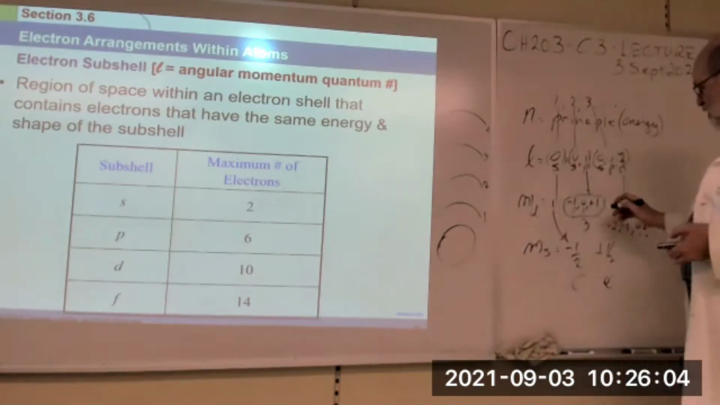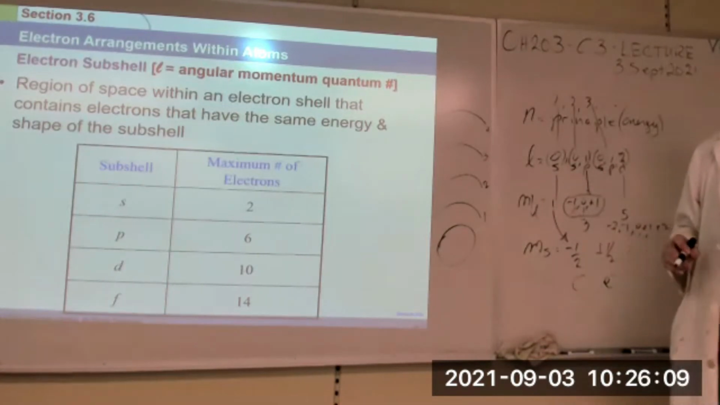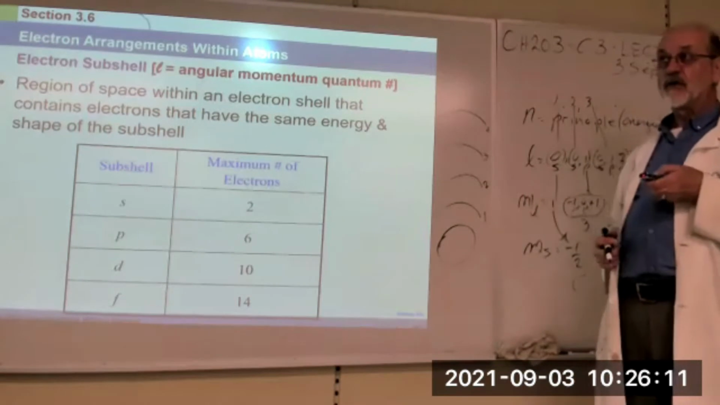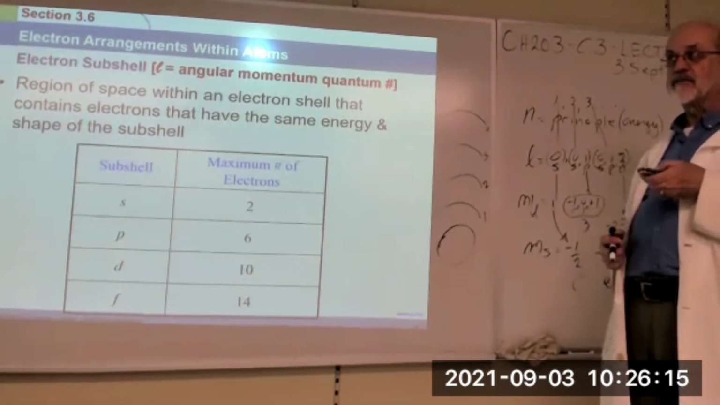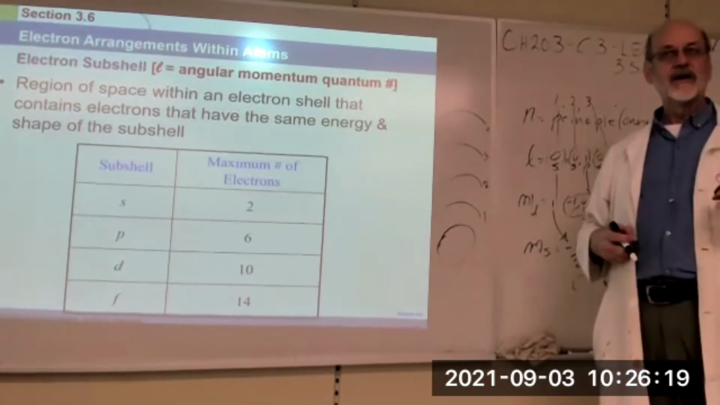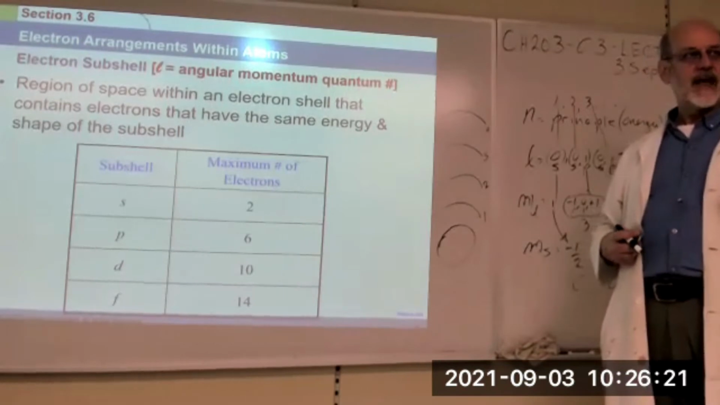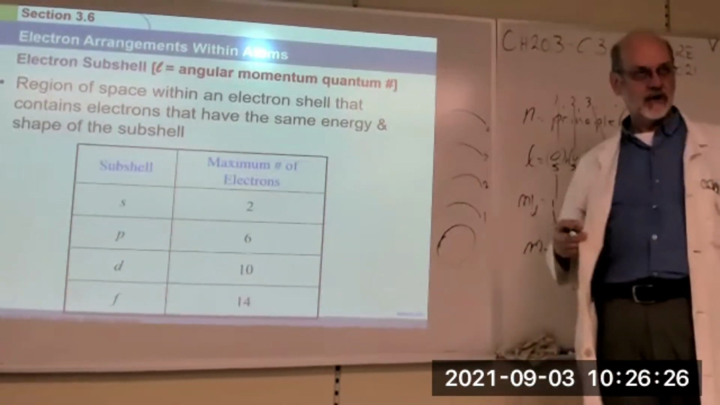And if you put the S's and P's together, how many do you have? 2 plus 6 is 8. 8 electrons. So when you move from left to right, 1, 2, S, S, P, P, P, P, P, P. That's 8 electrons. Octet. That's the basis of the octet rule that you've seen in other courses.